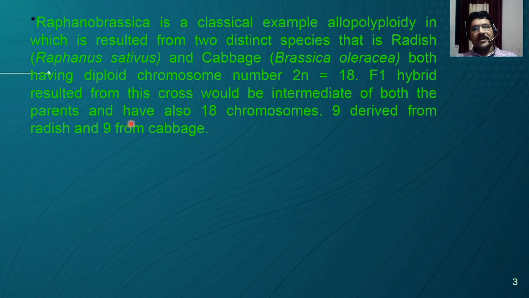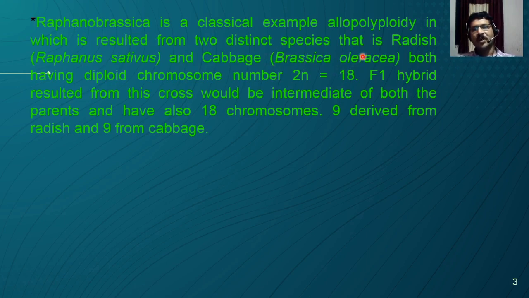Now there is a very important example of allopolyploid, that is Raphanobrassica, which has been proved by scientists, cytogeneticists, and they have been synthesized successfully. So Raphanobrassica is a classical example of allopolyploidy in which it resulted from 2 distinct species, that is radish Raphanus sativus and cabbage, that is Brassica oleracea.